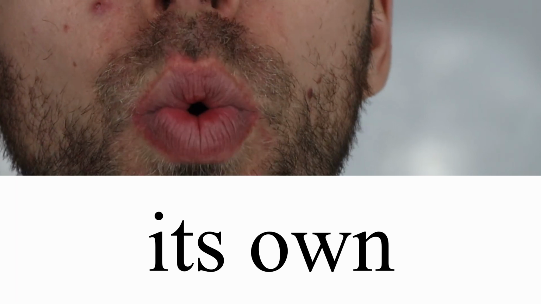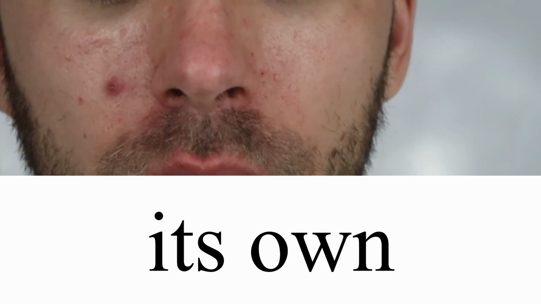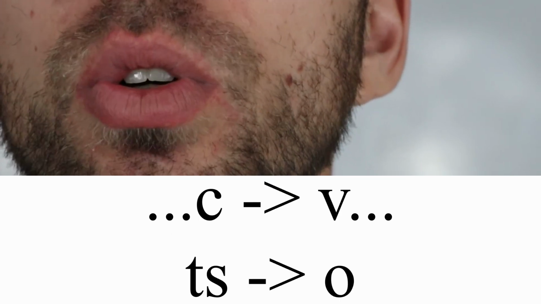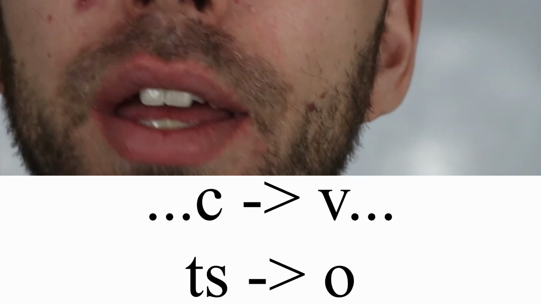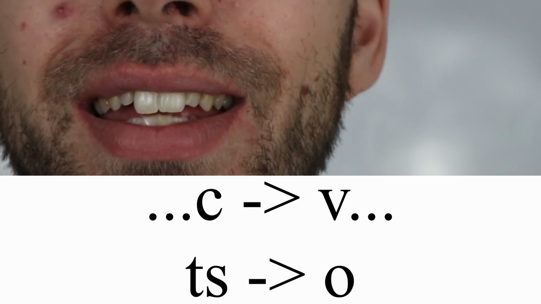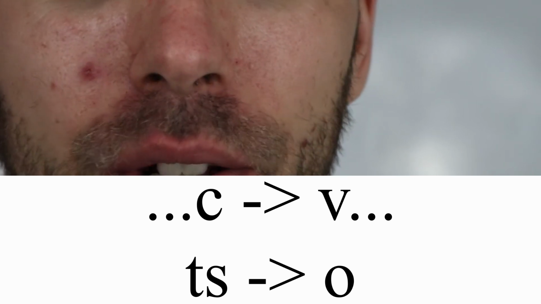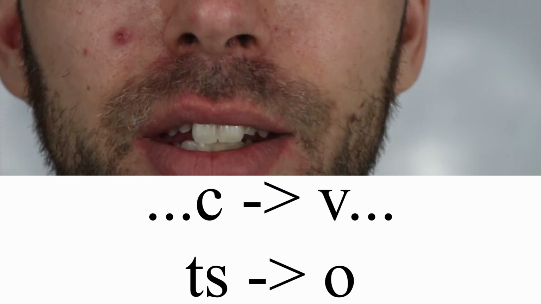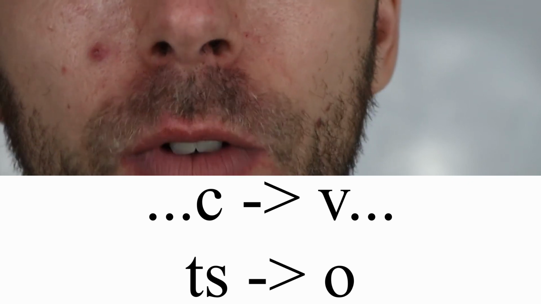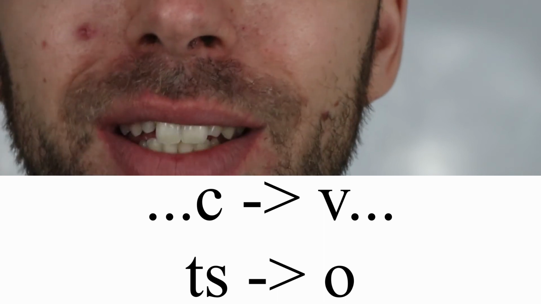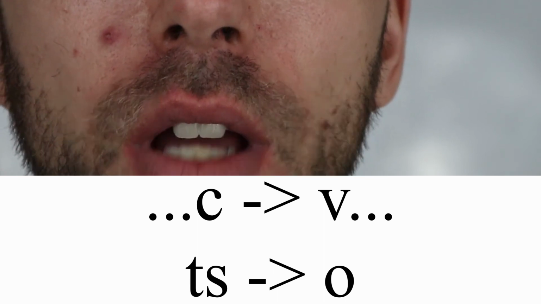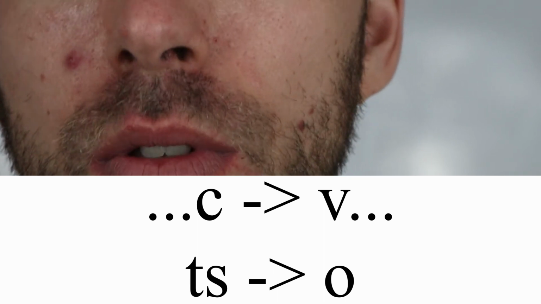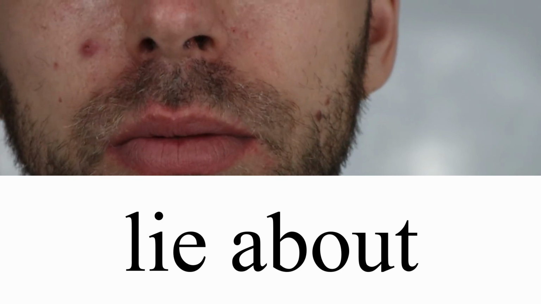Its own. Here, of course, we do get a connection. And like we saw in the previous lesson, that T and that S, they kind of stick together in this special combination. And both of them will move over into that O sound, O vowel. Spelled an O-W, but it's an O vowel sound here, not a diphthong. Its own.